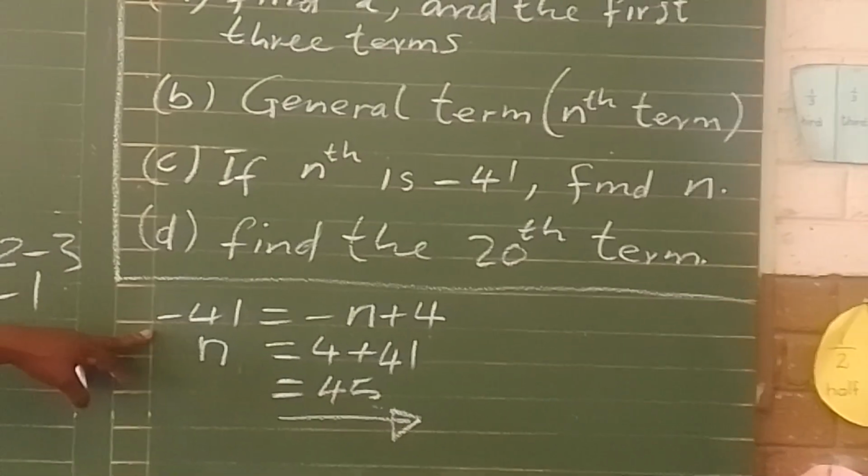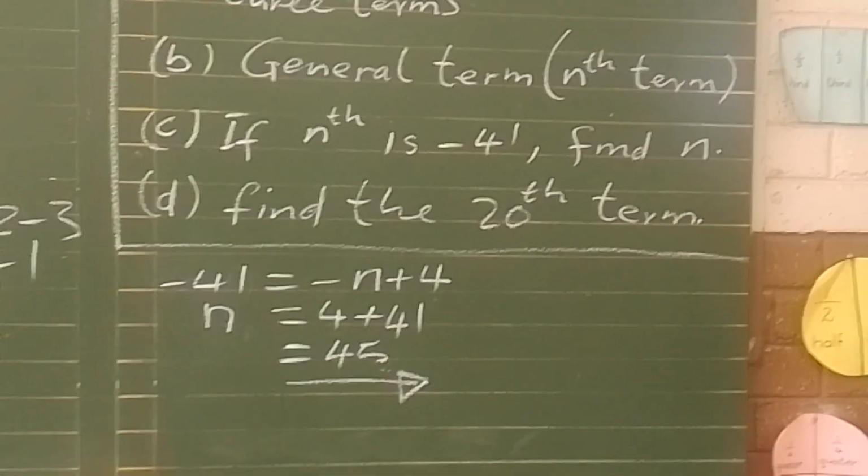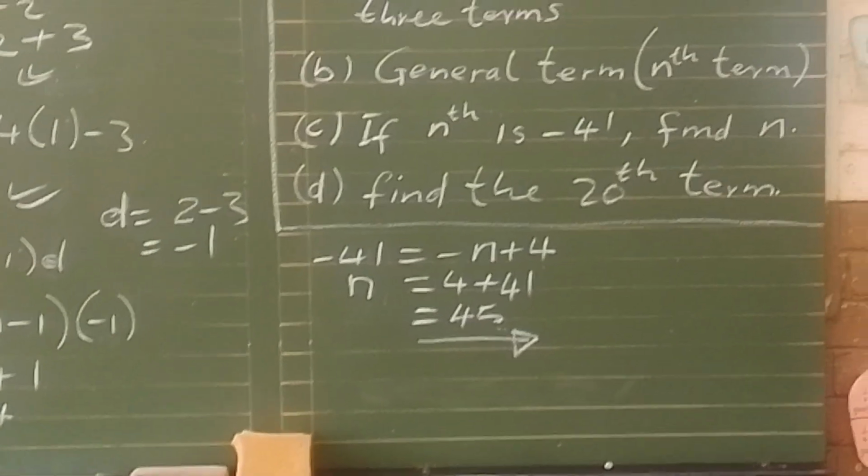So at Tn is minus 41, then we have our n as 45.